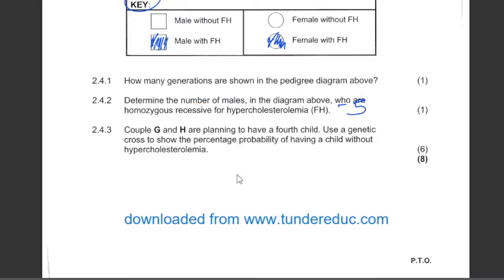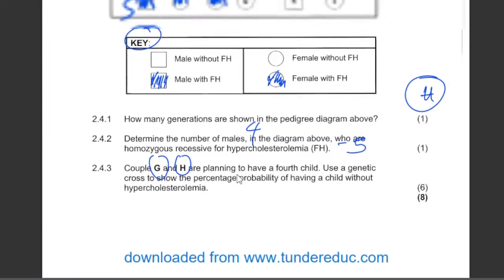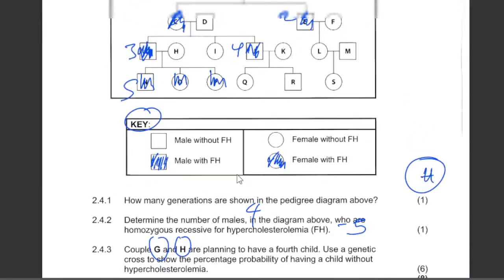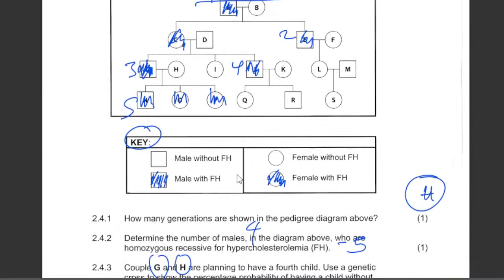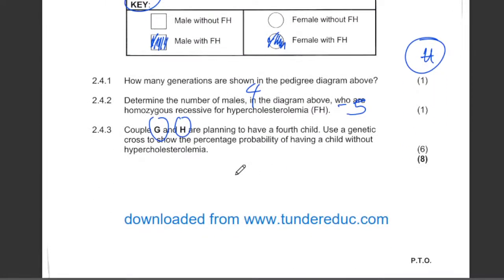Here I asked how many generations? There are 4. Saying G and H are planning to have a 4th child. Use the genetic cross to show the percentage probability of a child without the disease, meaning it's supposed to be homozygous recessive. So you guys remember they are planning to have another child. Yes. So okay, I'm going to say P1, F1.